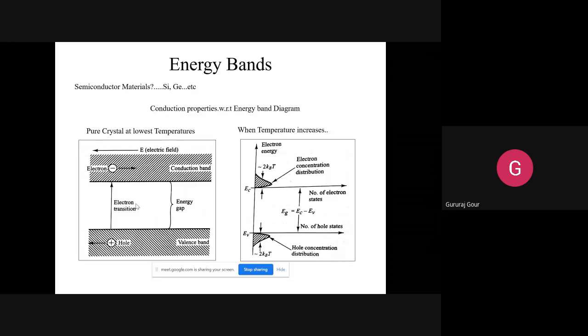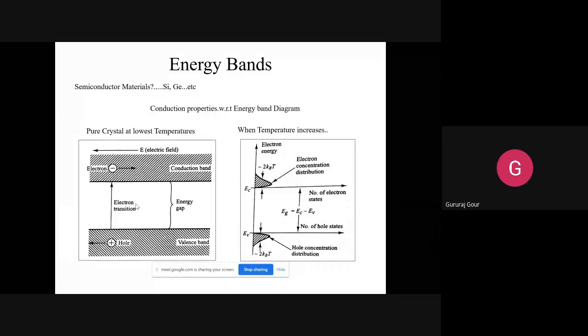then what about the band gap? Whether it is decreasing or increasing? Can anyone tell me? This is the key point here. You can think over it. I think nobody is interested to discuss. So next we'll go to the right hand side picture, when the temperature rises.